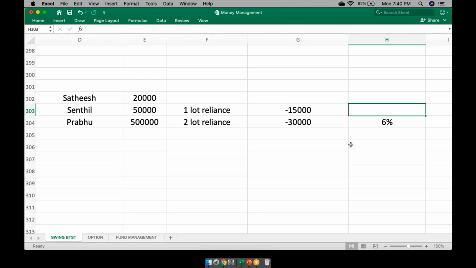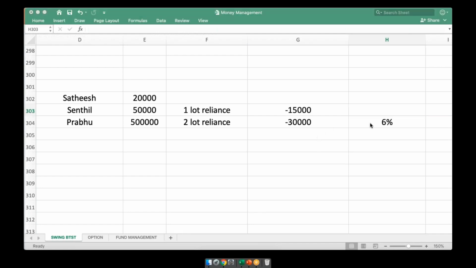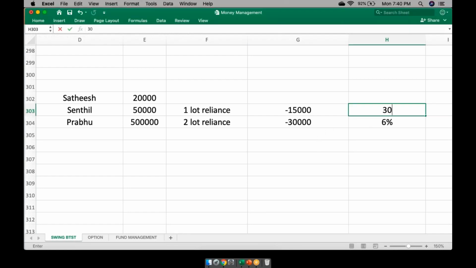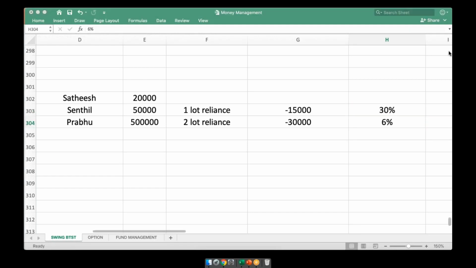30%. So this is where we make big mistakes. For Prabhu, it is quite acceptable. He'll be very, very casual because he has lost only 6% of his capital, which he can gain back in the next one or two trades.